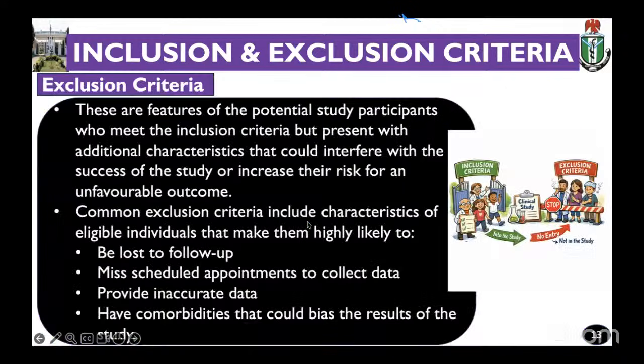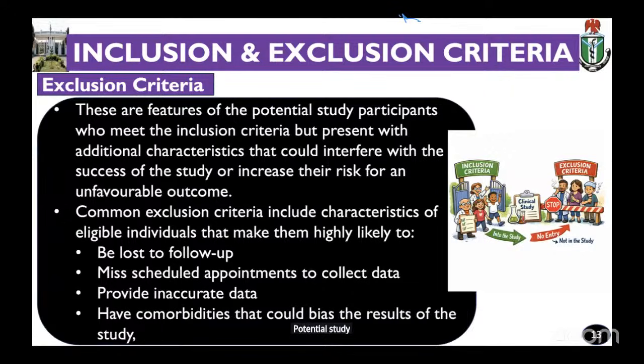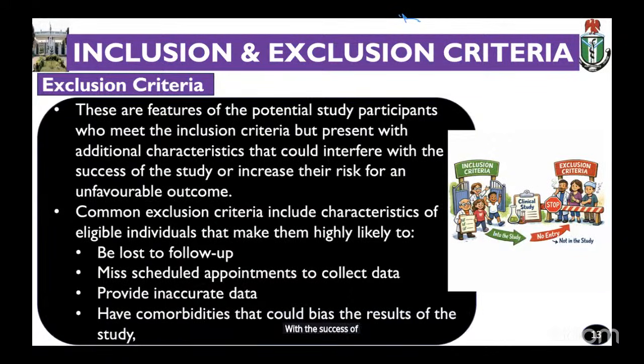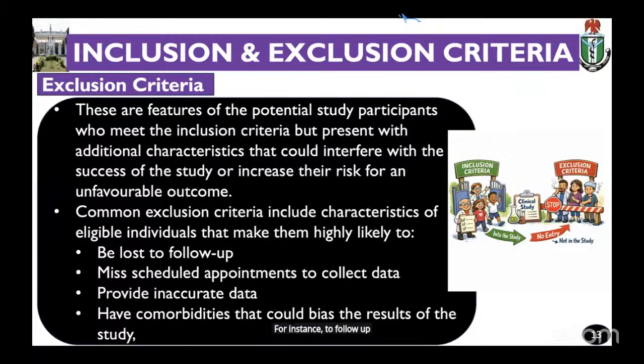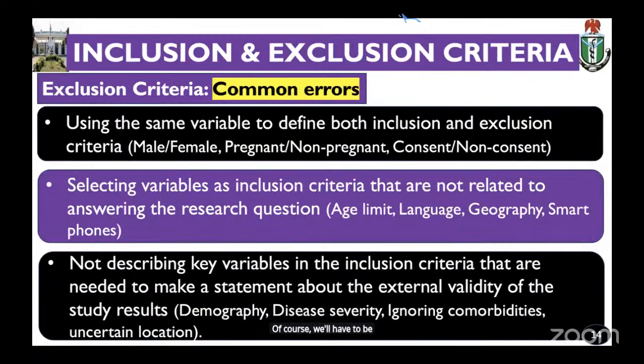The next thing is exclusion criteria, and these are features of the potential study participants who meet the inclusion criteria but present with additional characteristics that could interfere with the success of the study or increase their risk for an unfavorable outcome. Common exclusion criteria include characteristics of eligible individuals that make them highly likely to be lost to follow up, miss scheduled appointments, provide inaccurate data, have comorbidities, and all this, of course, will have to be excluded. What are the common errors in exclusion criteria?